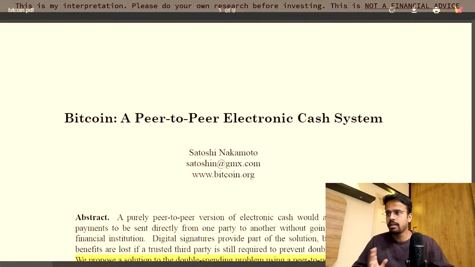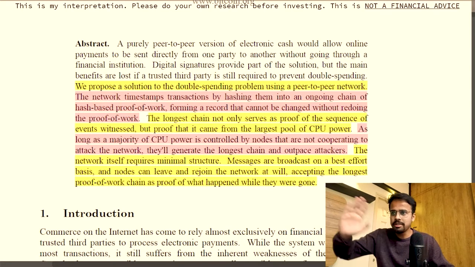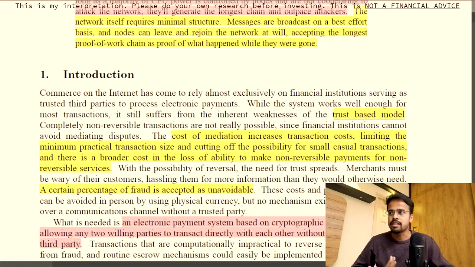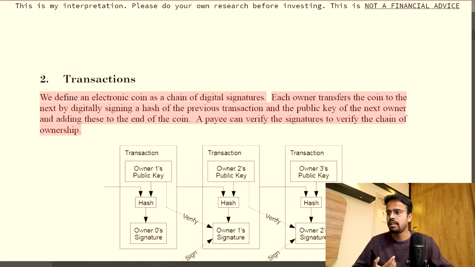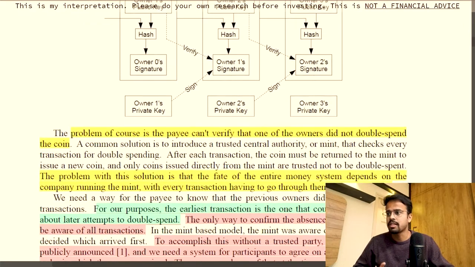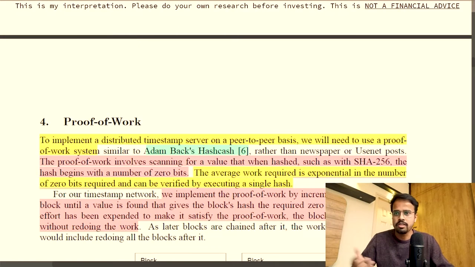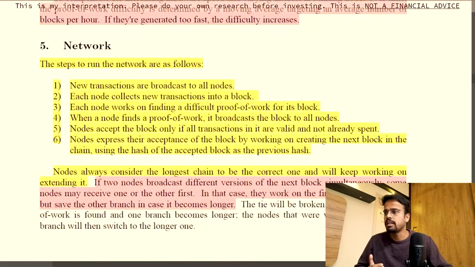Okay, so here's the Bitcoin white paper released by Satoshi Nakamoto. Let me give you an overview of what we are trying to cover in this video. There are a total of 11 sections. First is the introduction, then we go on to understand what transactions are, then timestamp servers, what exactly a timestamp is, and proof of work, which is the consensus mechanism, we try to understand next.